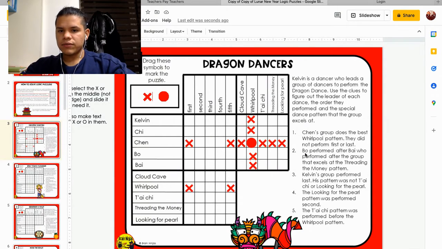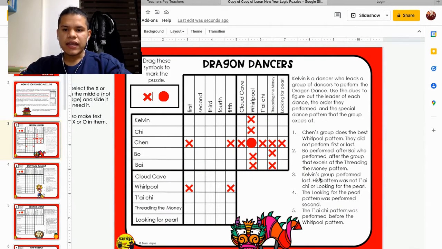Let's look at the second clue. Bo performed after Bai, who performed after the group that excels at the threading the money pattern. So let's take a look at the threading the money pattern. We know that it is not going to be Bo. It is also not going to be Bai because it says Bo performed after Bai, who performed after the group that excels at the threading the money pattern. So we know it can be either one of those two.